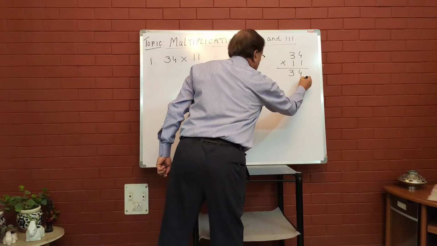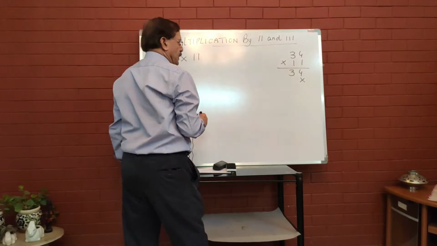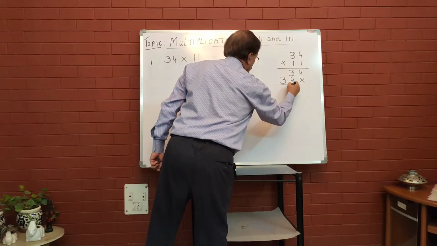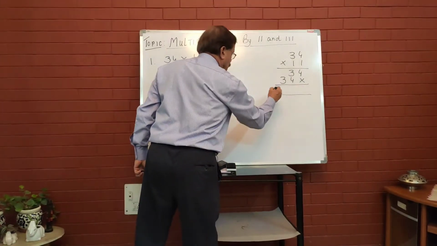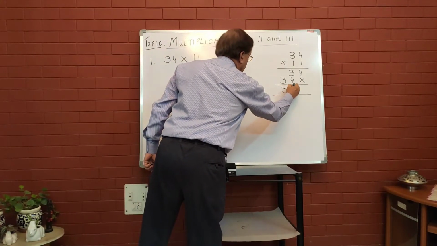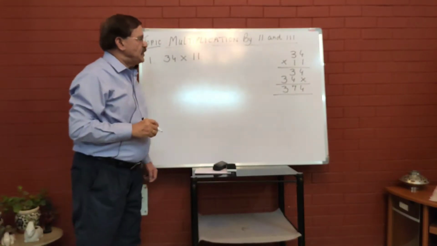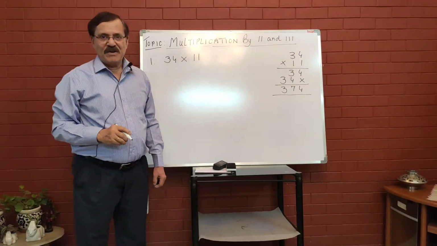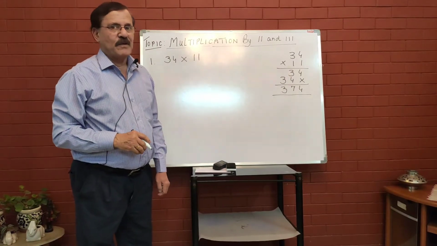Put an X over here. Then again 34 by the next one. That is again 34. Step number 2. Add both these steps and you get how much? 374. So this was the conventional method which we are very well aware of. And you might be thinking that is quite simple. Yes, of course it is simple.